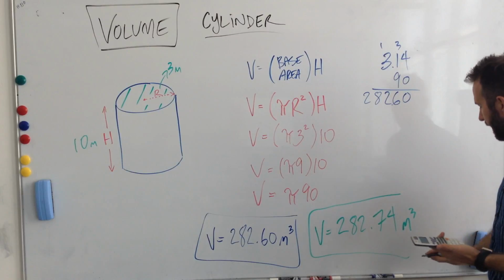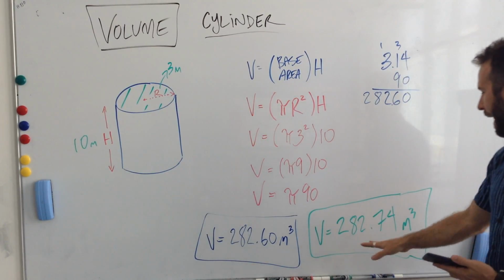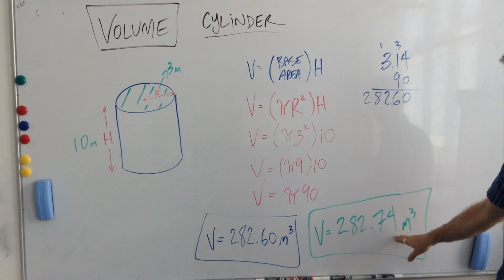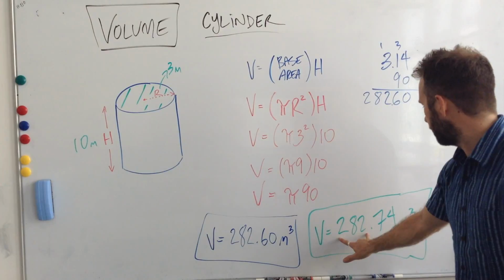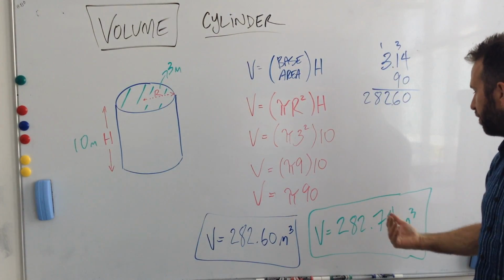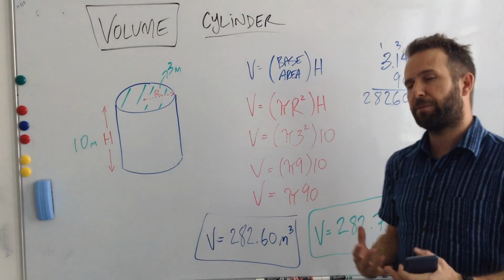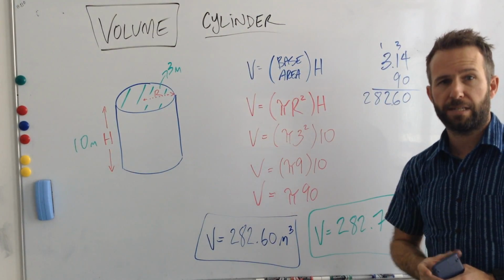So in the end, I have two ways of looking at this, and you can see a slightly more accurate version here with the calculator, slight difference in the decimal. The 282, the whole number section, is still the same. Regardless, both give me a volume of approximately 282 cubic meters for this cylinder example.